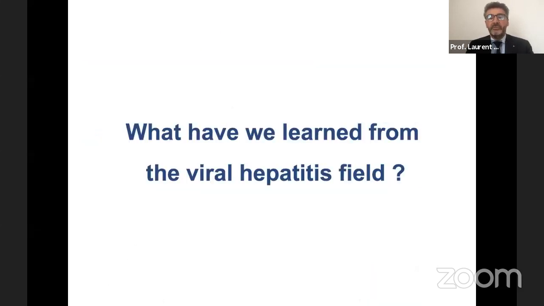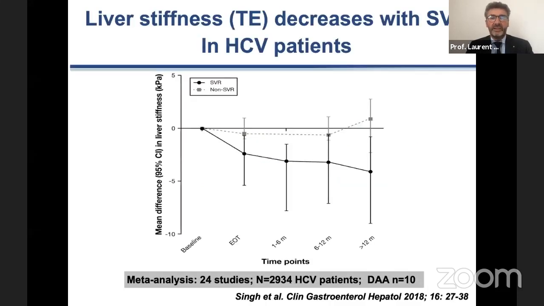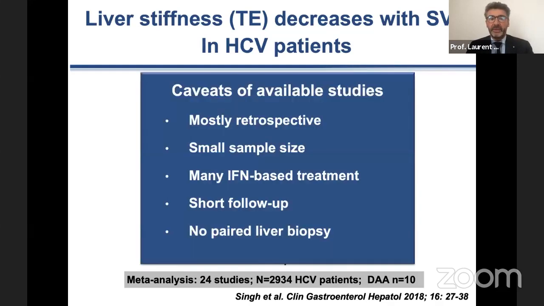So what have we learned from the viral hepatitis field? Because this is where it all started. We have this meta-analysis, 24 studies, around 3,000 HCV patients treated with either interferon or DAA. Actually, 10 studies treated patients with DAA. And the message is that liver stiffness using transient elastography decreases in patients achieving SVR.